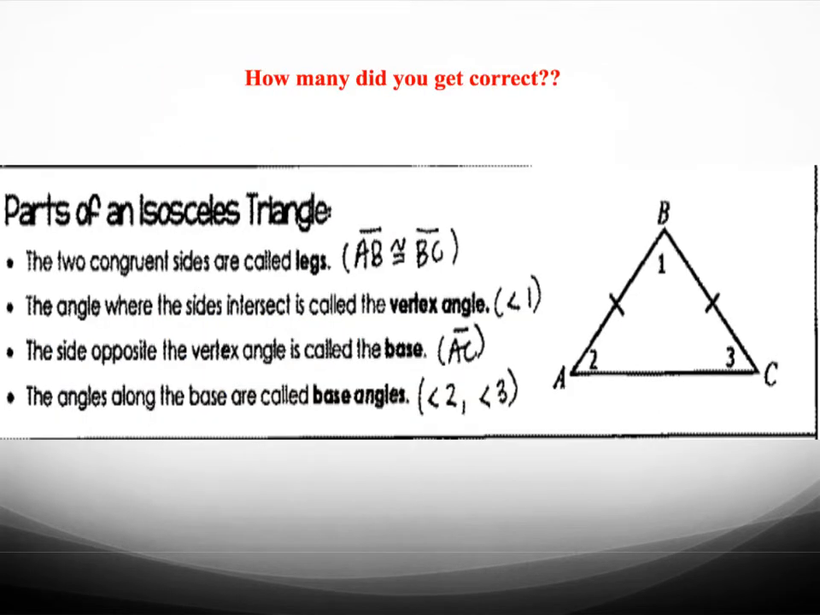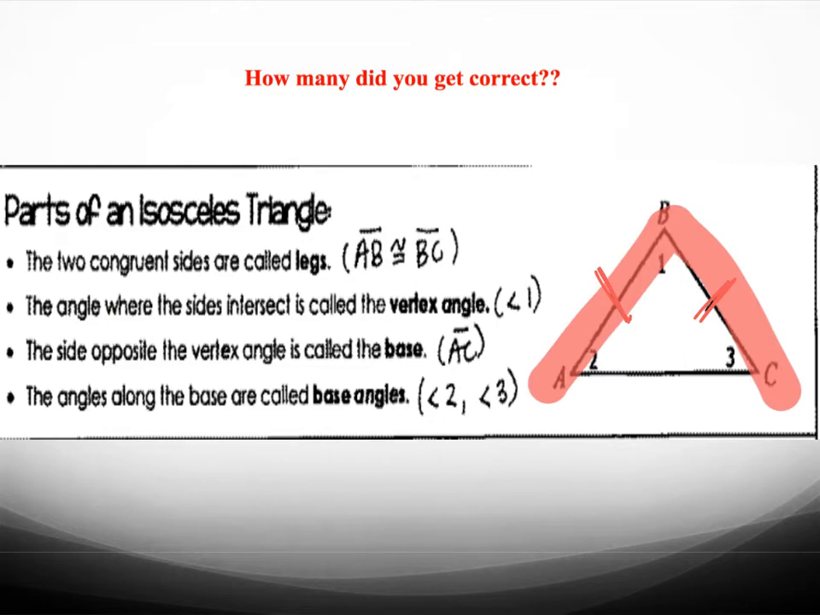Alrighty, here we go. The two congruent sides, which are definitely called legs, are AB and BC. There you go. And they are congruent. How do we know that? Well, it's isosceles, and it tells us that the legs are congruent when you have an isosceles triangle. Two legs are congruent. So here they are with the tick marks.